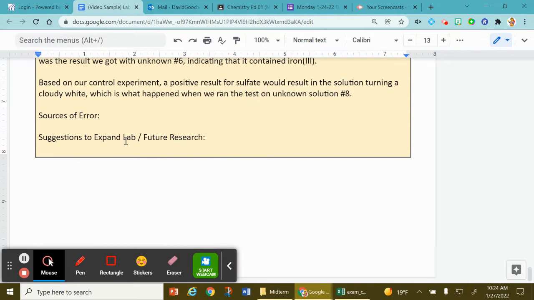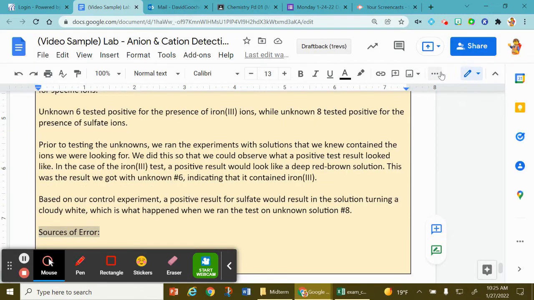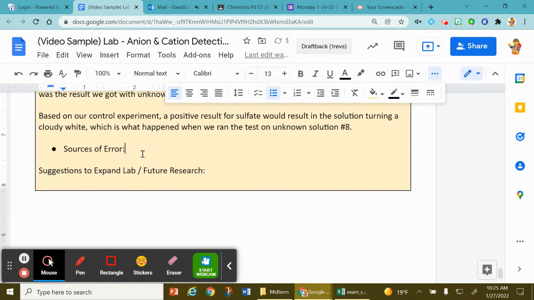All right. Let's talk about the sources of error. Now, no errors is never a correct result. There's always some kind of error you can talk about. And when you talk about error, talk about how it might affect your results and how you might fix it in the future. So here are some possible errors that I will bullet point for you right now.